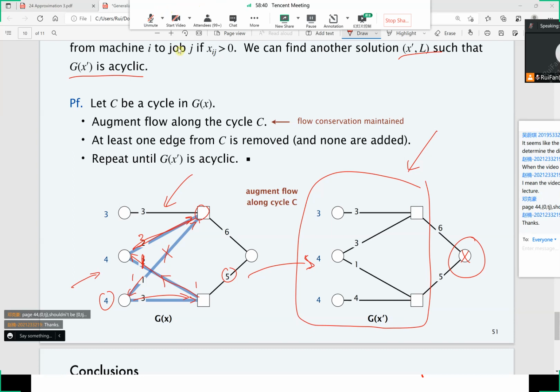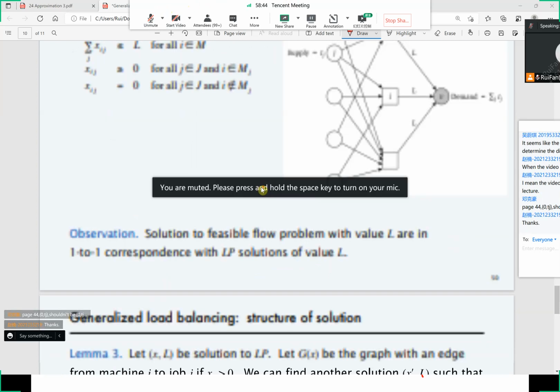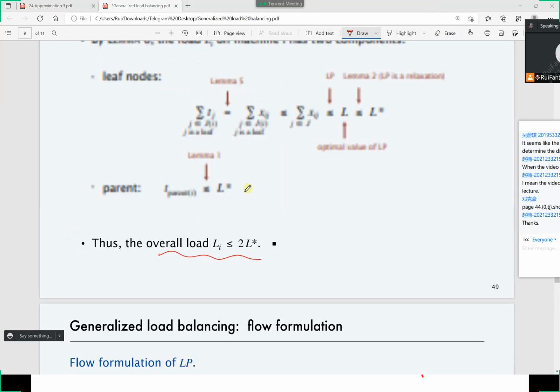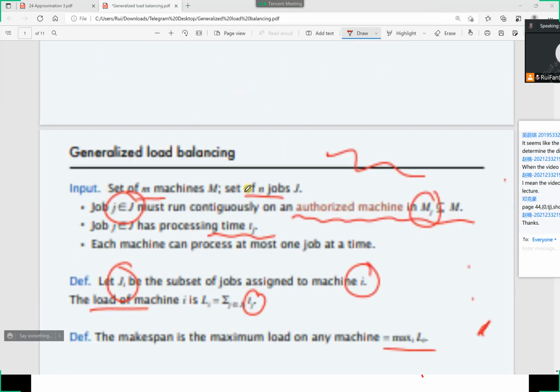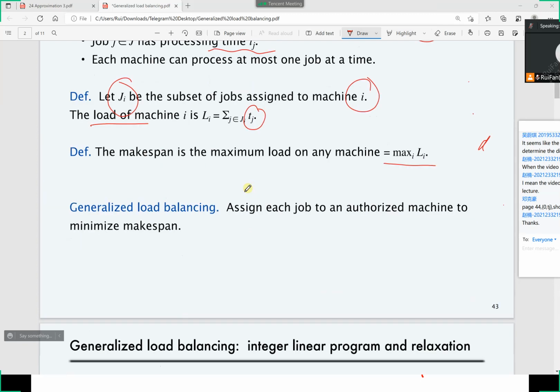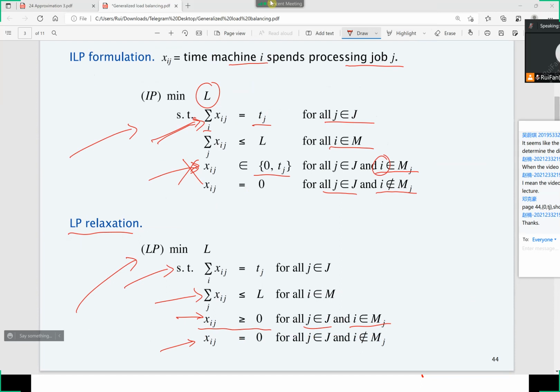Page 44. All right, one second. Page 44. Is my mic... Oops. Sorry.